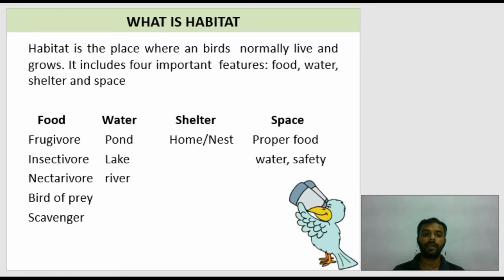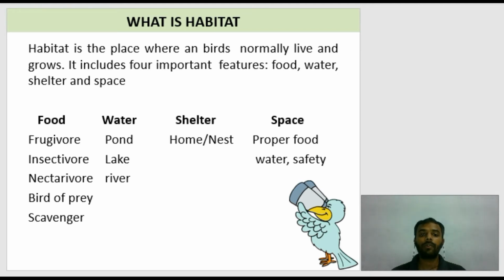Now, what is habitat? Habitat is the home of any organism where they live and keep themselves safe from predators and bad weather. And also they do nesting, foraging, and feeding there. Habitat comprises four basic features: food, water, shelter, and space. Now, food is necessary for each and every organism for their energy, for their growth, and for other body functioning. And birds are usually frugivores, insectivores, nectarivores, birds of prey, and scavengers in feeding categories.